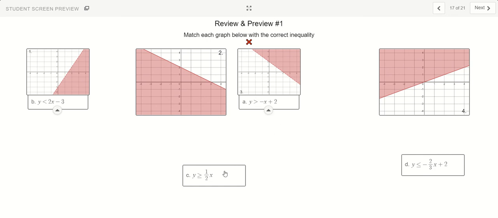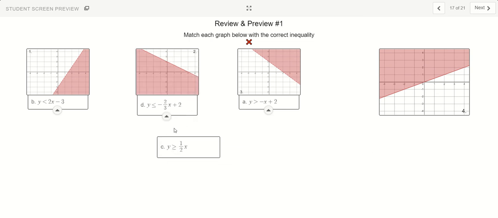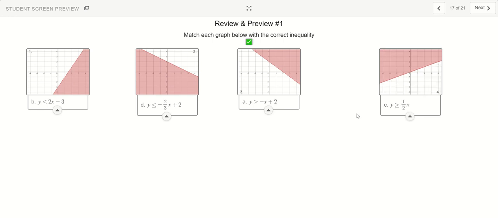That's shaded above. Here we have a solid line, so we did equal. This one is shaded below, so we need something that's shaded below. And whatever's remaining has to be the correct one. Okay, so here are the 4 possible answers.